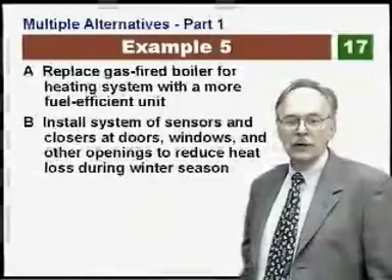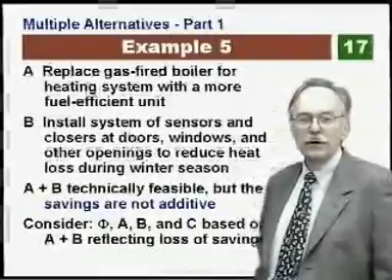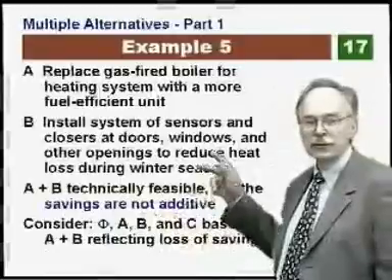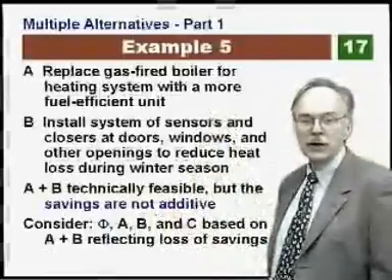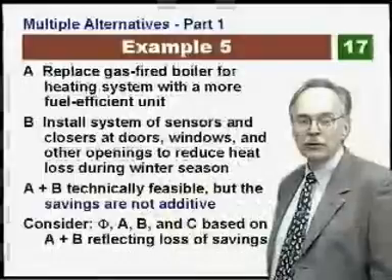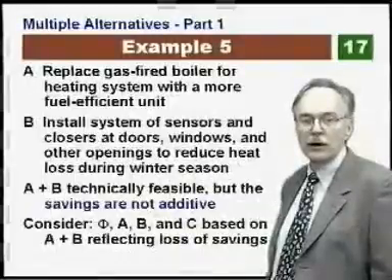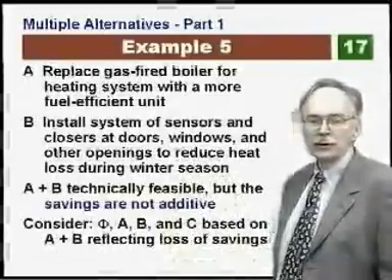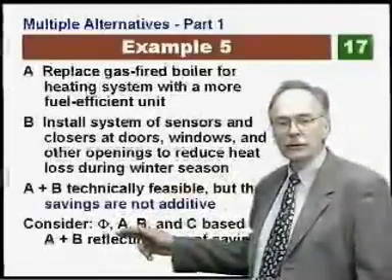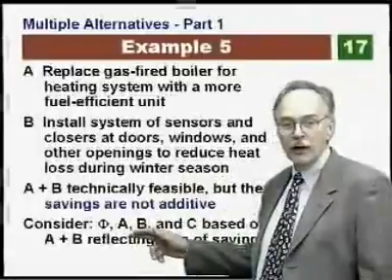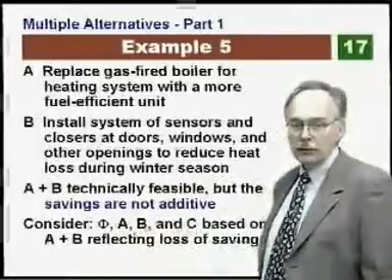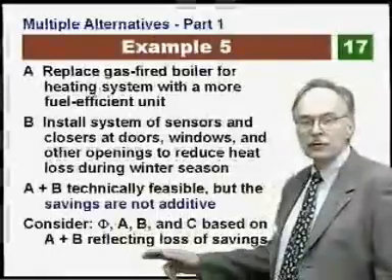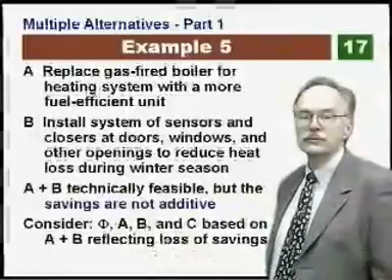Now, clearly, we can have a combination. We can implement both, but practically speaking, the savings are not additive. Because if we implement both, then the savings we would have estimated for only A would not be realized, and in the same way, the savings for only B would not be realized. So we would consider the do-nothing alternative, alternative phi, alternative A all by itself, B all by itself, and then we would have to define a new alternative C that's based on A and B, but reflecting some loss of the savings.